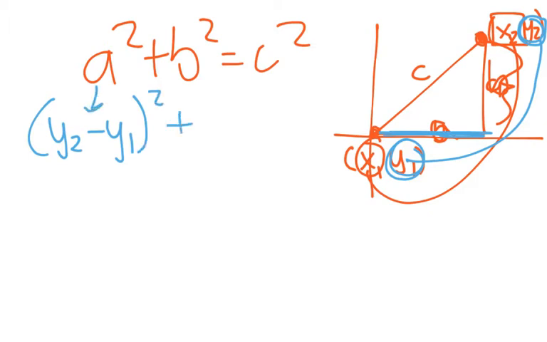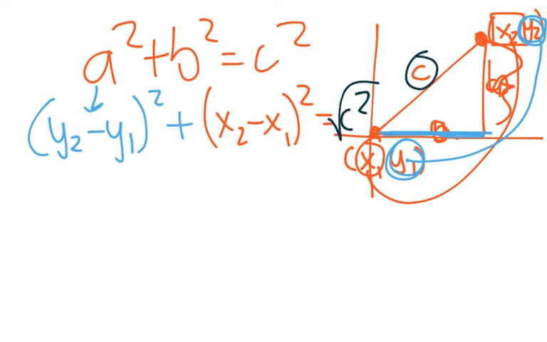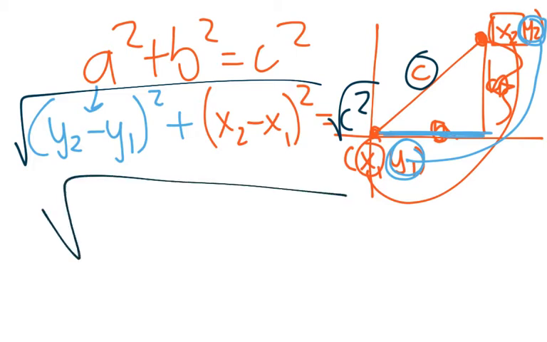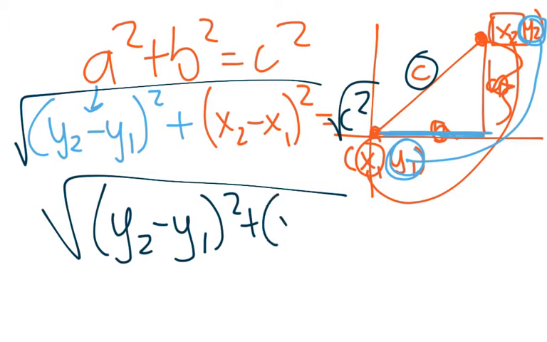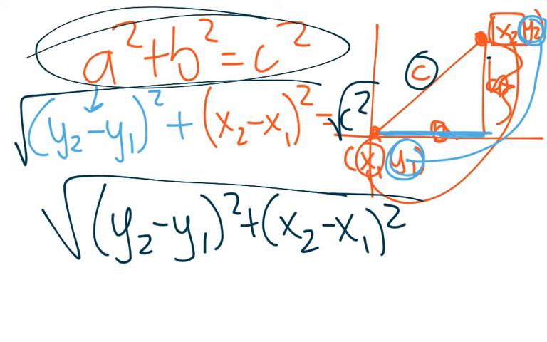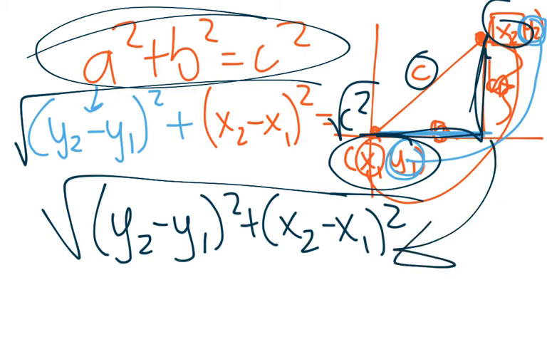We could substitute y2 minus y1, not y squared, substitute that in for A, plus substitute in for B, x2 minus x1 squared equals c squared. To solve for c, we take the square root, and you get the square root of that whole thing, which is where the distance formula comes from. It comes from that Pythagorean theorem. So, you can either use that by making triangles, or using the points to get the distance formula when you're dealing with that kind of stuff. There you go.